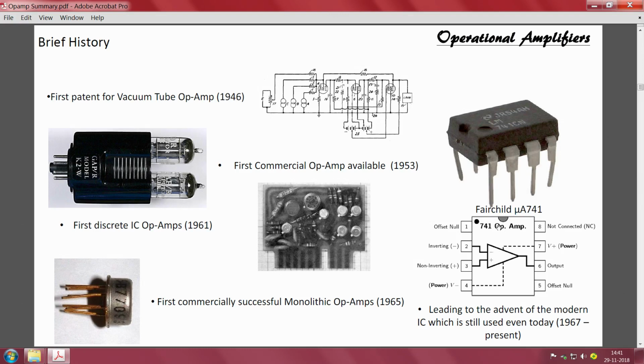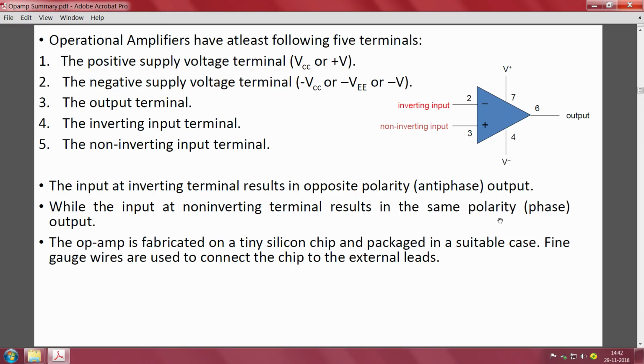However, we will see in this course what exactly mu A stands for, and how we can understand from that whether it is a military grade op amp or a commercial op amp. Now, the quick way of identifying it is that there is a notch on the left side, there is a pin number 1, and it goes to pin number 8 if it is a 741 generalized op amp.